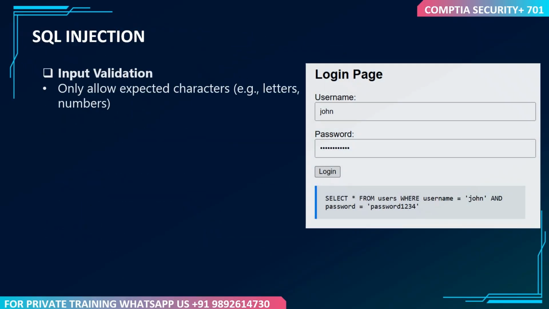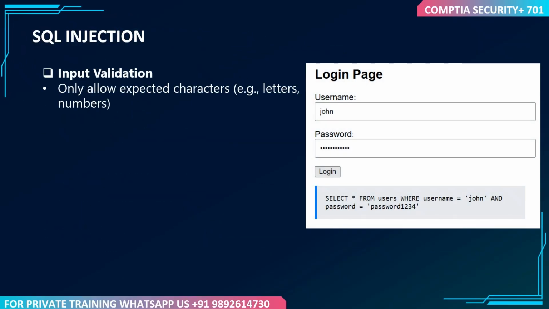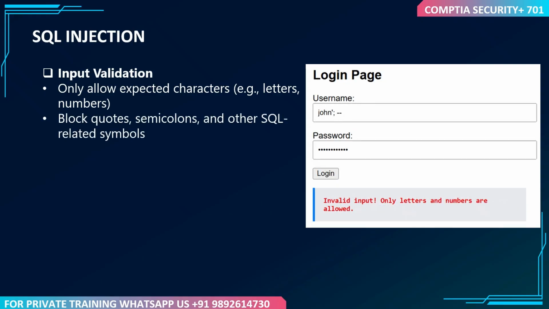Another good practice is input validation. That means checking what kind of data the user is giving you. If a username is supposed to be just letters and numbers, then don't allow anything else. No quotes, no semicolons, no slashes, just plain text. That way, even if someone tries to sneak in some SQL command, they will be stopped at the door.